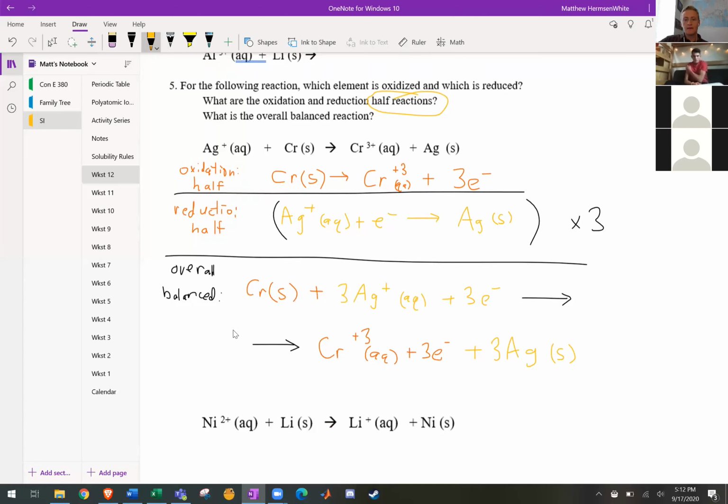Okay. Now the last part is to cancel anything that's the same on both sides. Now look, we have 3 electrons here and 3 electrons here. So I'm going to cross those off, and whatever's left is going to be our balanced chemical reaction. So in this case, what we are told is for every chromium we want to react, we actually need 3 silvers to perform that reaction.